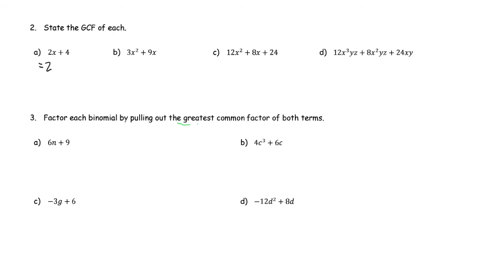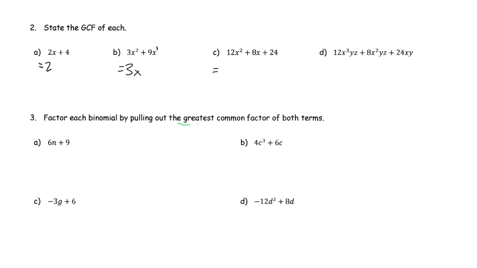3x squared plus 9. So first of all, I look at the coefficients 3 and 9. I think back, and I know that they're both multiples of 3. And then I look at both terms there and notice, hey, there's an x in both of those. So x to the, and the smallest exponent is going to be that 1. So 3x to the 1 is our greatest common factor.